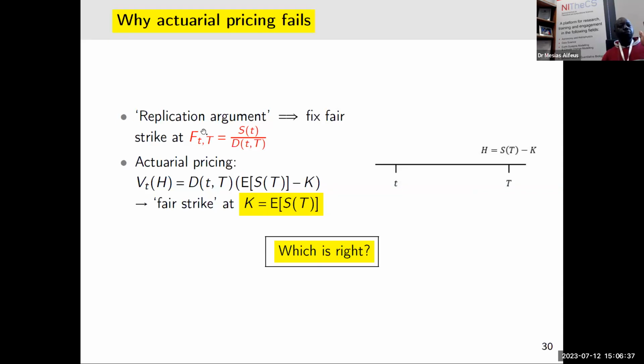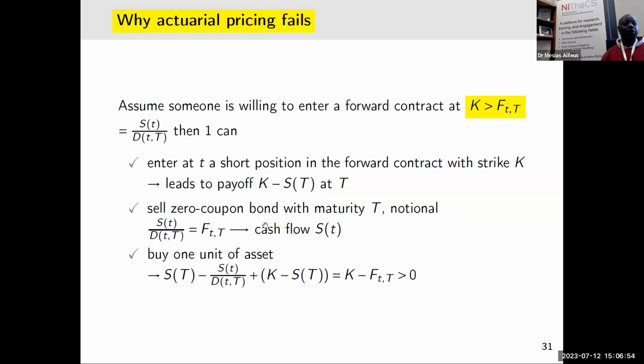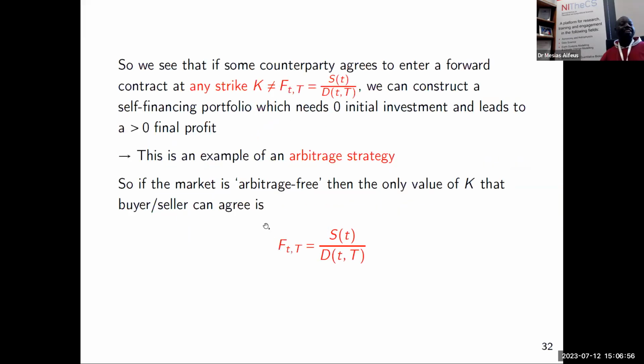So that's where the actuarial pricing comes in. That means the only value for the strike price must be equal to the value that makes the forward contract equal to 0 at inception. I'll end here and we'll continue next week.